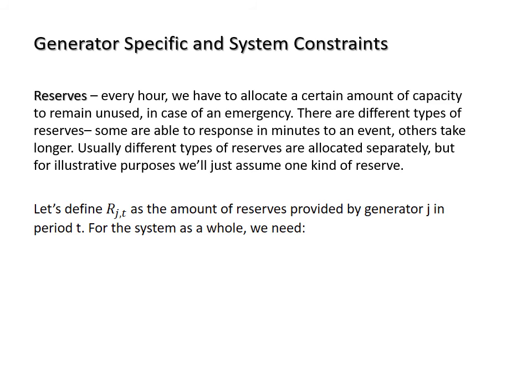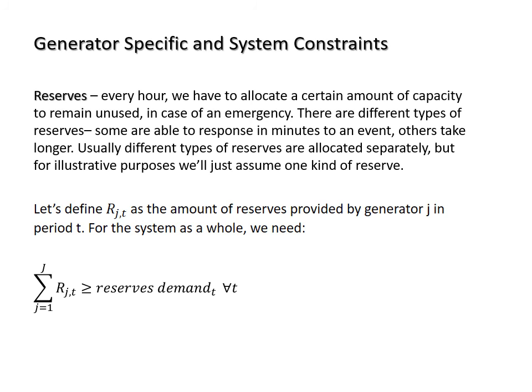And so reserves are a very specific way of saying that in every hour that extra capacity actually exists, and that the right types of power plants are there. It doesn't have to be online, but the right types of power plants are there that are not necessarily being used to produce electricity, that could respond quickly in the event of a grid failure, whether it's a power plant that goes down or a transmission line that disconnects some power plant from the rest of the grid. So we're going to define reserves here as R_JT, the amount of reserves, not electricity, provided by generator J in period T. For the system as a whole, we have some amount of reserves that are going to be required. I think we've talked about it before.